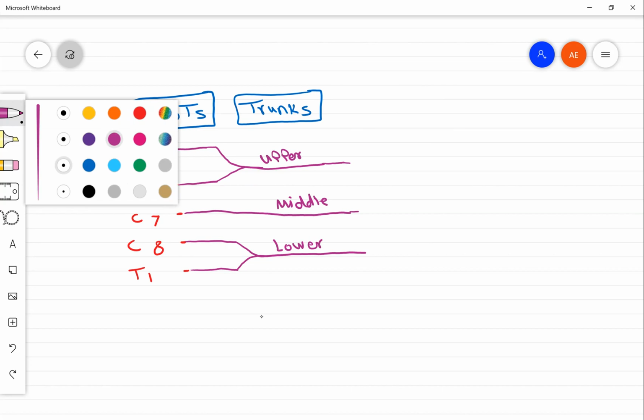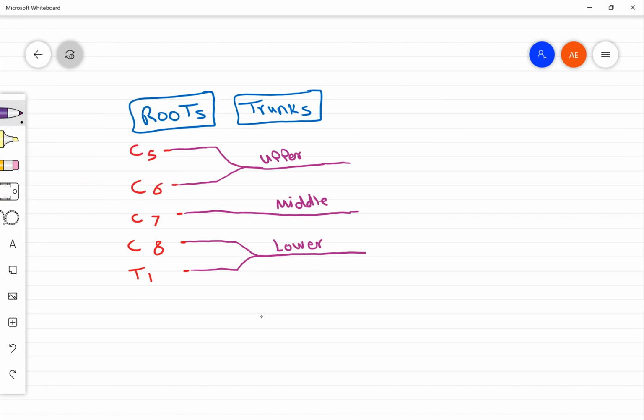After that we will have what is called divisions. What are the divisions? Each trunk will divide into anterior and posterior divisions, like this: anterior and posterior, anterior and posterior.